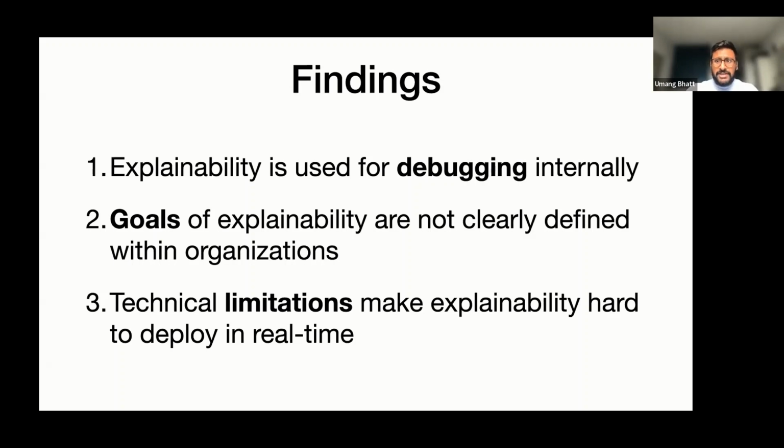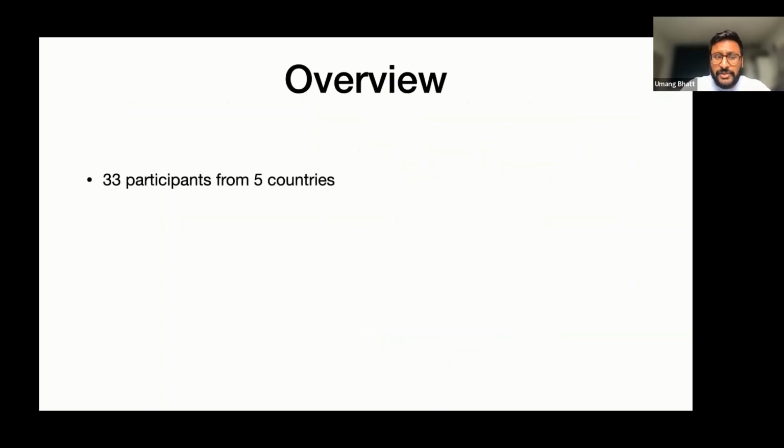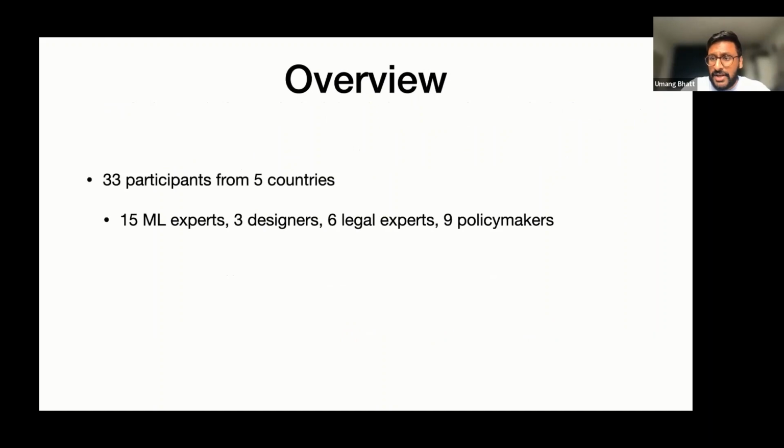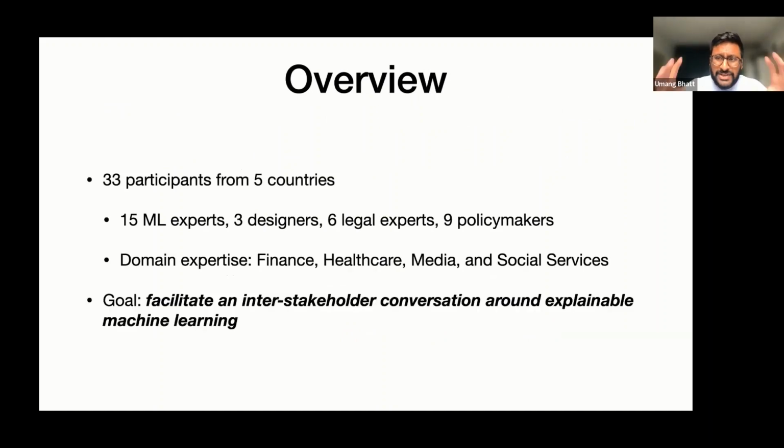So I won't jump into detail on these findings, but I'll quickly mention that we did some really interesting interdisciplinary work where, right before the start of the pandemic in Feb 2020, we convened with IBM and Partnership on AI a bunch of experts. Specifically, we had 33 participants from 5 countries who had various backgrounds and various domain expertise. And our goal was, can we facilitate some sort of inter-stakeholder conversation around explainable machine learning?